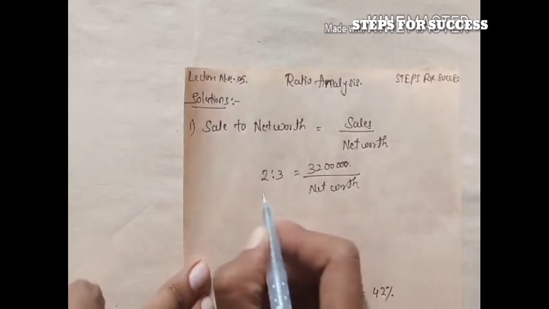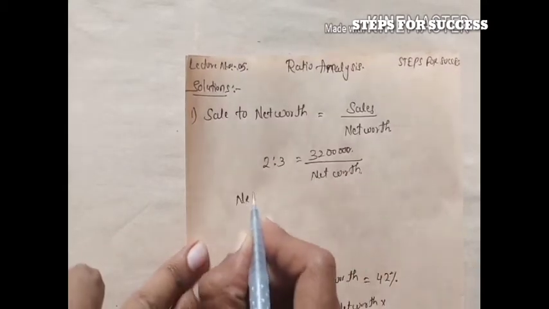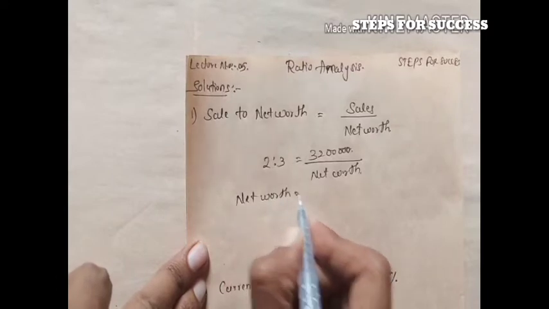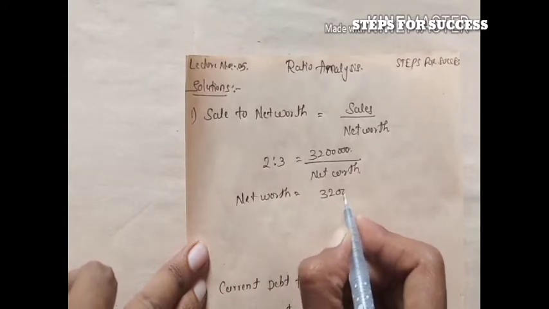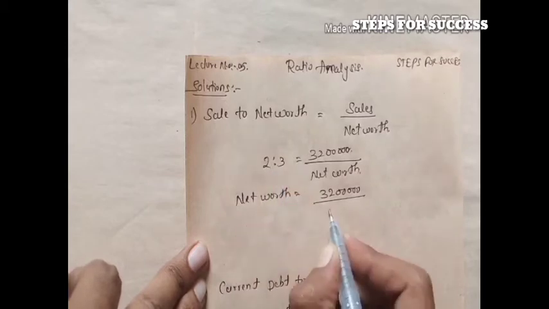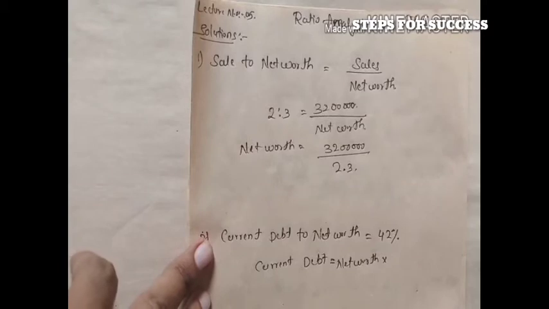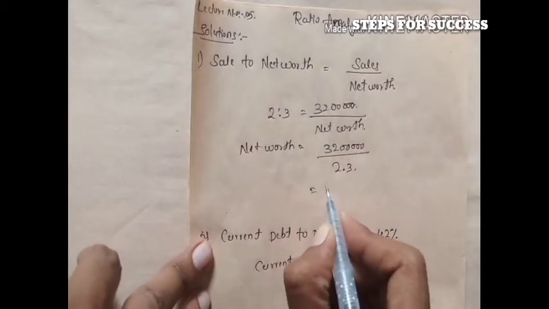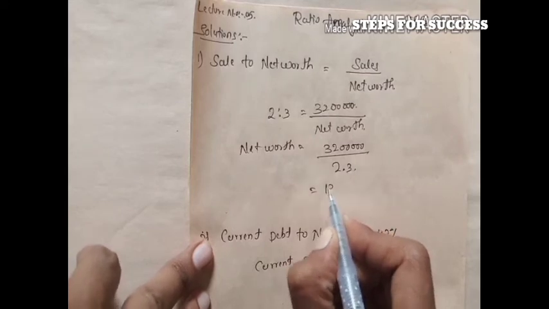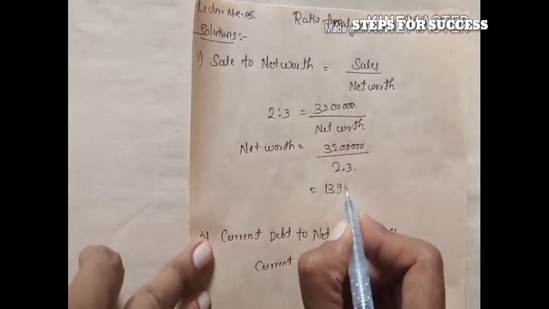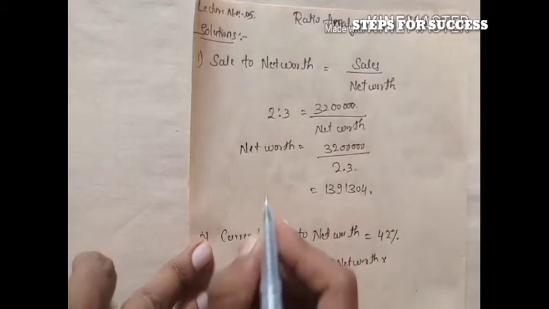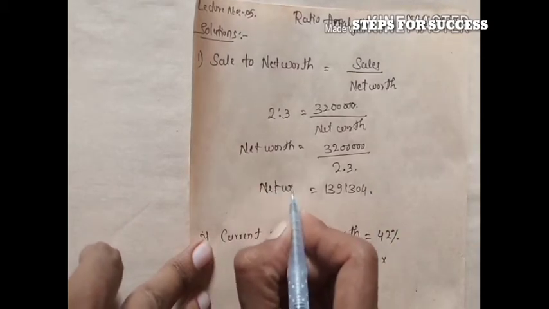So for net worth we make cross multiplication. Net worth is equal to 32 lakh upon 2.3. So how much? 13,91,304. This is our net worth.